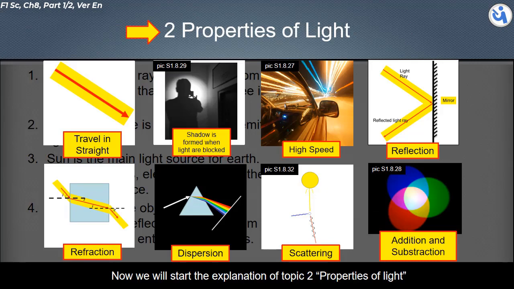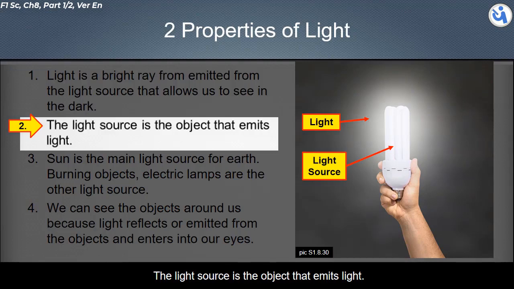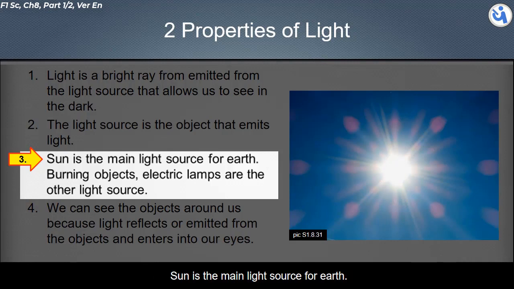Now, we will start the explanation of Topic 2, properties of light. Light is a bright ray, emitted from the light source, that allows us to see in the dark. The light source is the object that emits light. Sun is the main light source for Earth. Burning objects and electric lamps are other light sources.